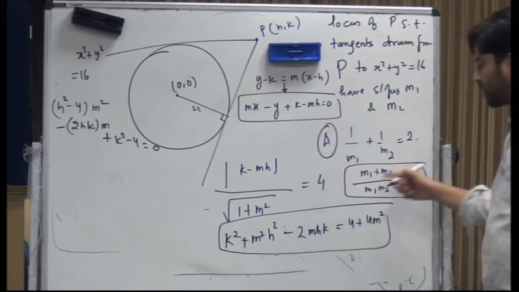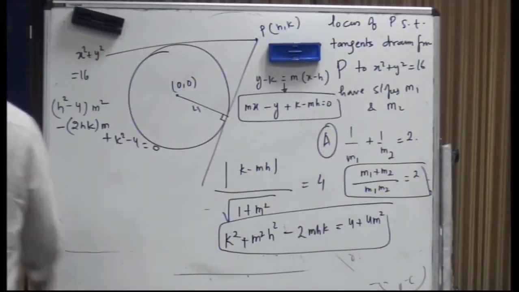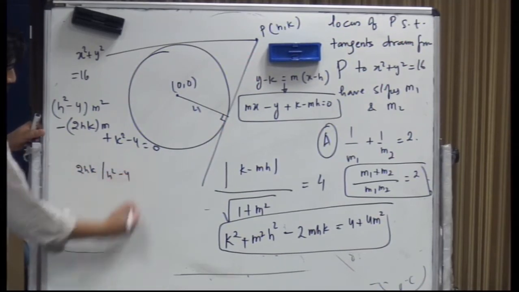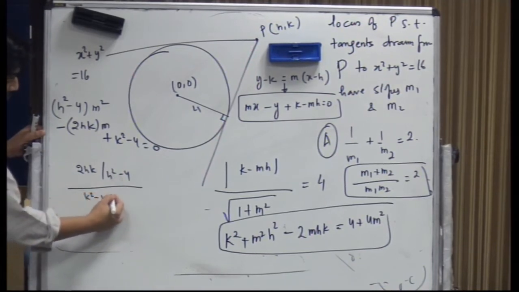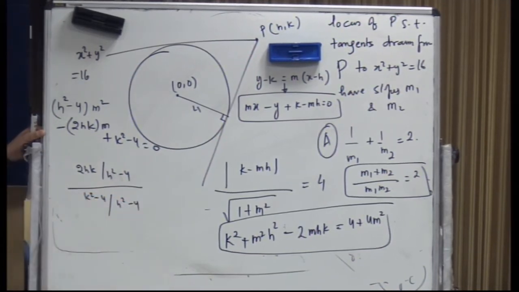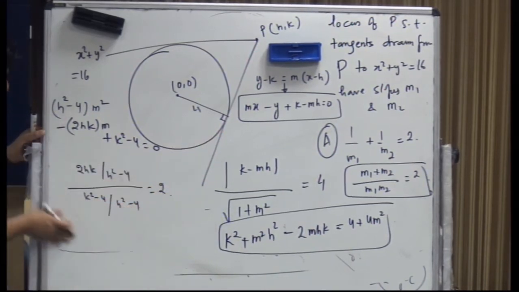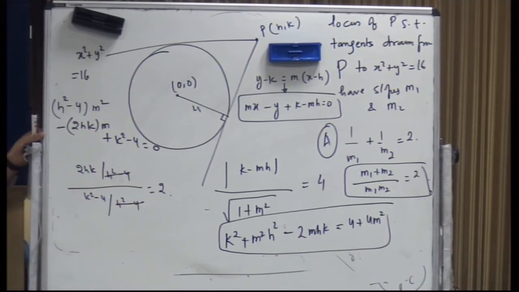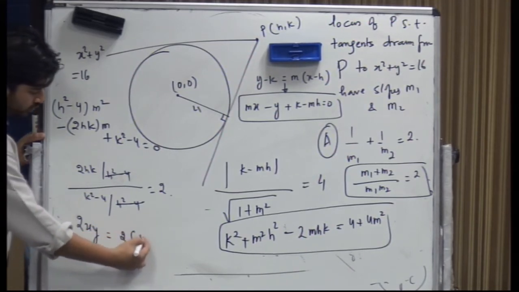So sum of roots upon product of roots. What is the sum of roots here? 2hk upon h square minus 4, upon what is the product of roots? h square minus 4 is equal to 2. So h square minus 4 and h square minus 4 get cancelled. Now I got an equation in which I only see h and k. So the locus is going to be 2xy is equal to 2 into y square minus.